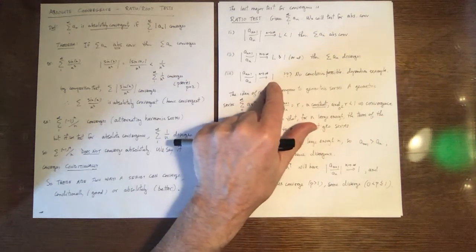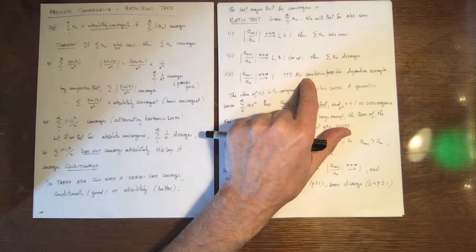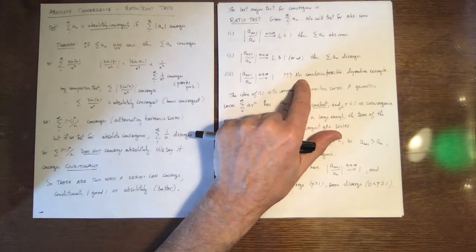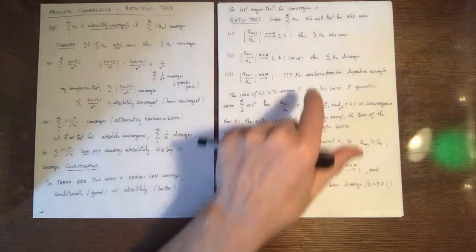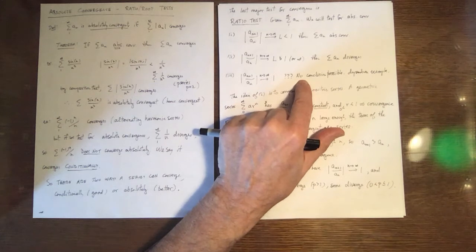What about if it converges to 1? Well, then you don't really get an answer. No conclusion. Some examples would converge, other examples would diverge. So if you get this, then you have to do something else. This test hasn't really given you any conclusion.